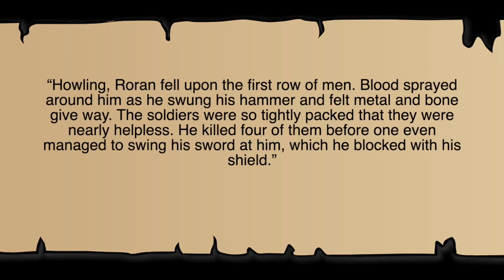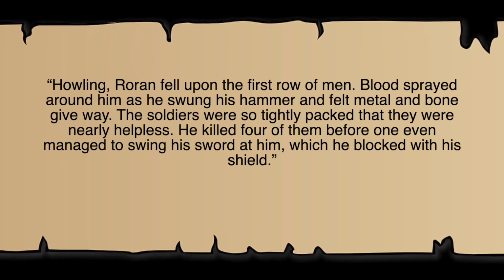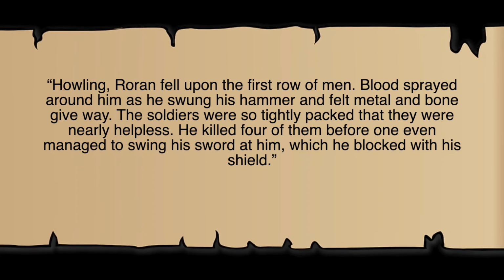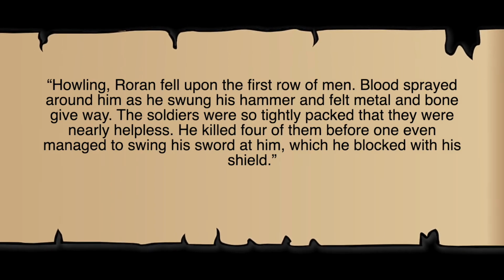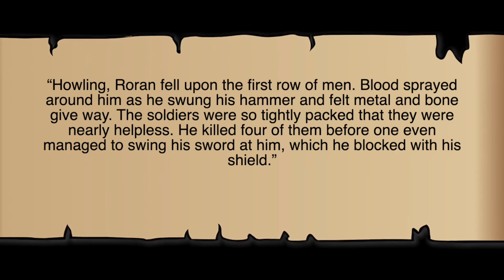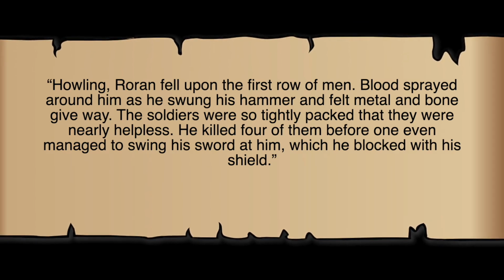Howling, Roran fell upon the first row of men. Blood sprayed around him as he swung his hammer and felt metal and bone give way. The soldiers were so tightly packed that they were nearly helpless. He killed 4 of them before one even managed to swing his sword at him, which he blocked with his shield.